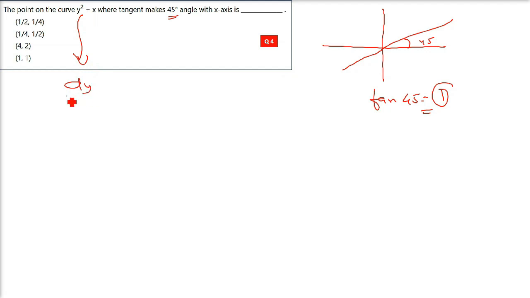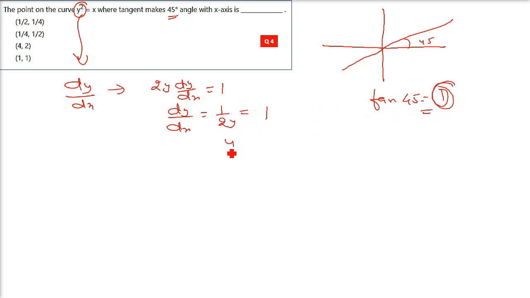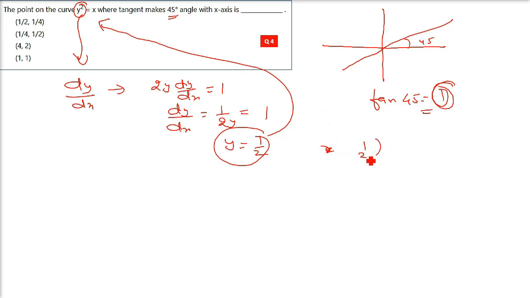What is dy by dx? I'm differentiating this. So 2y dy by dx is equal to 1. So dy by dx is equal to 1 by 2y. So 1 by 2y, you have to equate it to 1, because the slope is 1, which we found out. So y is equal to 1 by 2. Now this y equals 1 by 2 can be placed here. So this is half squared. x has to be found out. x is 1 by 4. The point on the curve, so we need the coordinates, will be (1 by 4, 1 by 2).